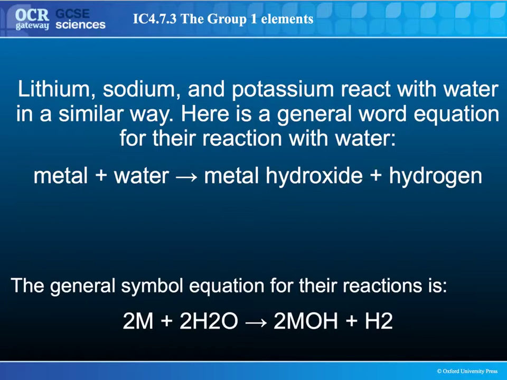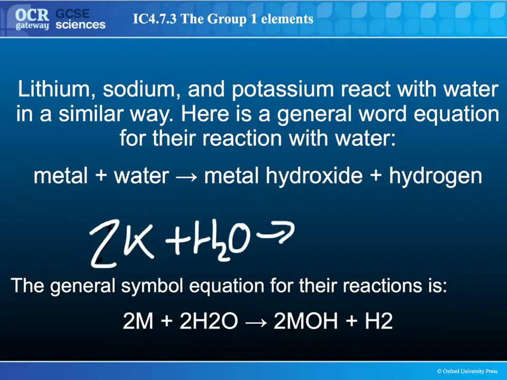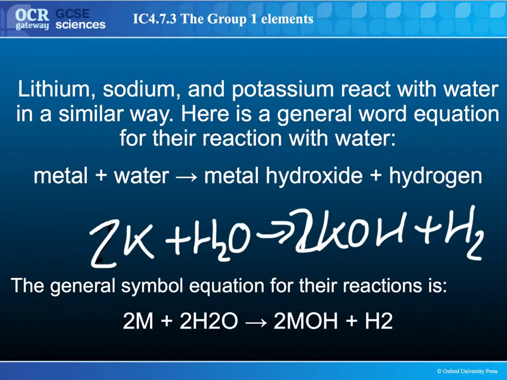Same goes for the symbol equation. M here is M for metal. You can substitute the symbol for any of the alkali metals in place of M and the symbol equation will work and will be balanced. So if you take potassium, you would have 2K plus 2H2O gives you 2KOH plus H2. It's perfectly balanced and accurate.